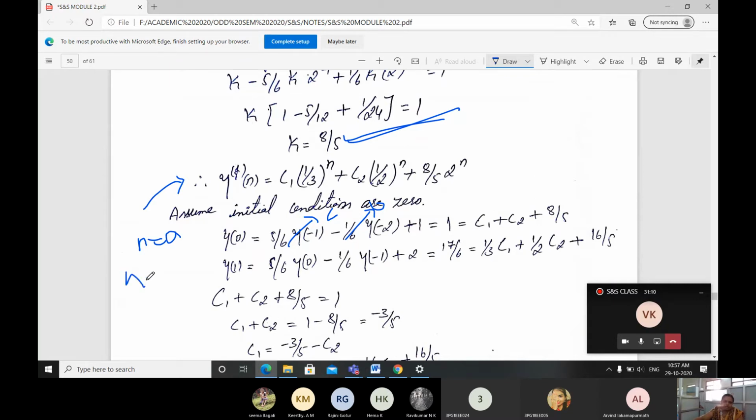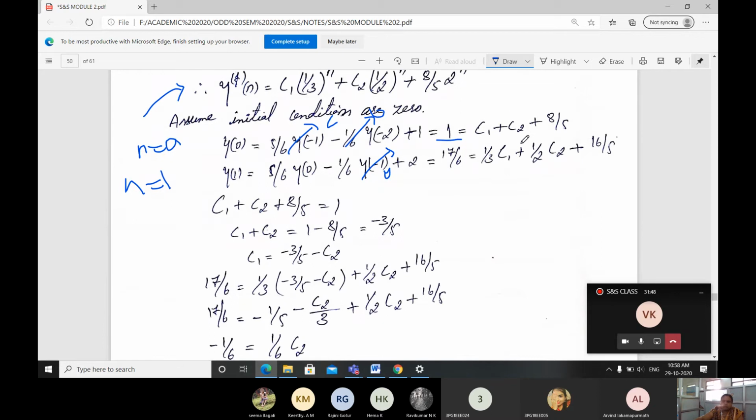When you substitute n as 1 in the forced response and also the y of n equation, meaning the homogeneous equation, you have to substitute there. y of 1 is equal to 5 by 6 y of 0 minus 1 by 6 y of minus 1 plus 2. Just substitute y of 0 as 1 and y of minus 1 as 0. If you do that, you will get 17 by 6, and when n is equal to 1 in the forced response, that is going to be 1 by 3 C1 plus 1 by 2 C2 plus 16 by 5.